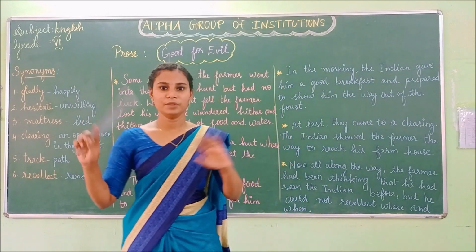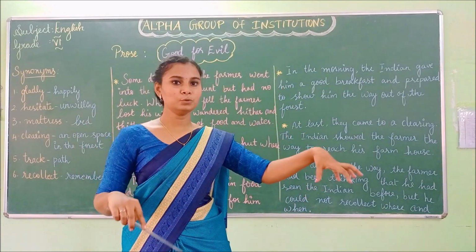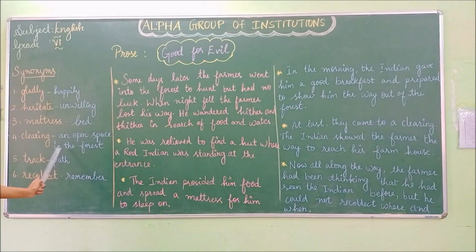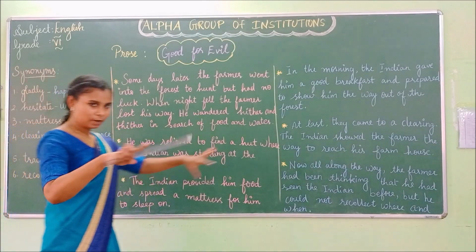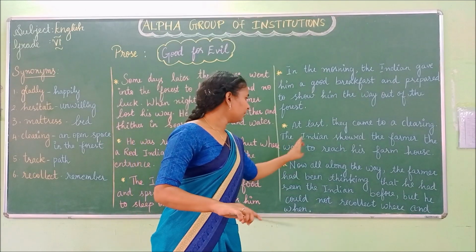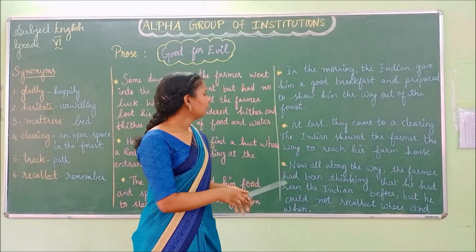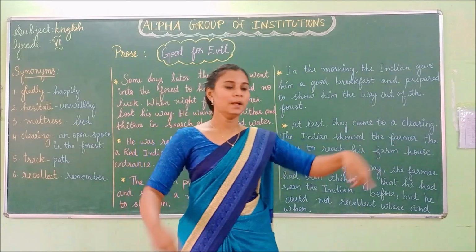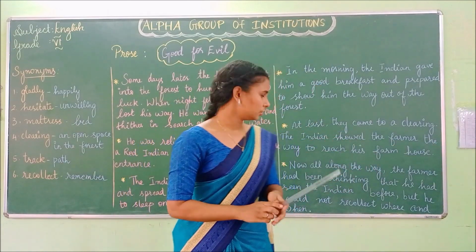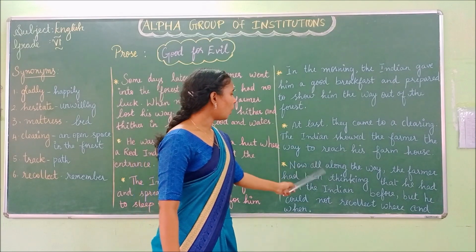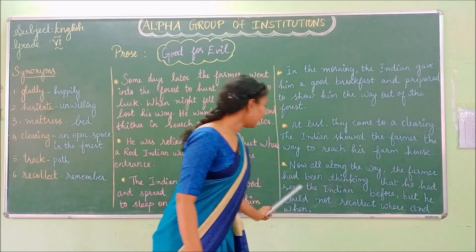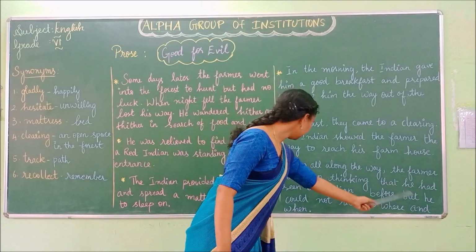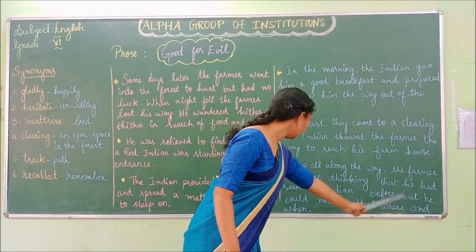So at last they found a way, they have come to the clearing. Clearing means here an open space in the forest. So they have come to the open space and the Red Indian showed the farmer the way to reach his farmhouse. The Red Indian is showing the farmer the way to reach his farmhouse. Okay. Now all along the way, the farmer had been thinking that he had seen the Indian before, but he could not recollect where and when.